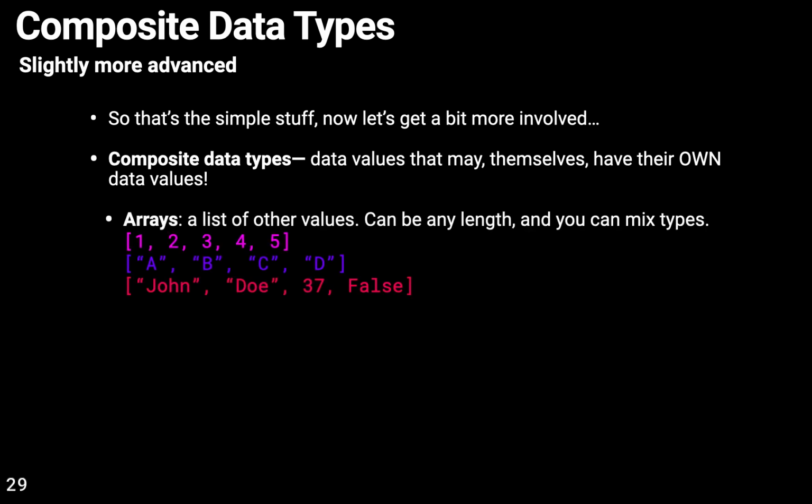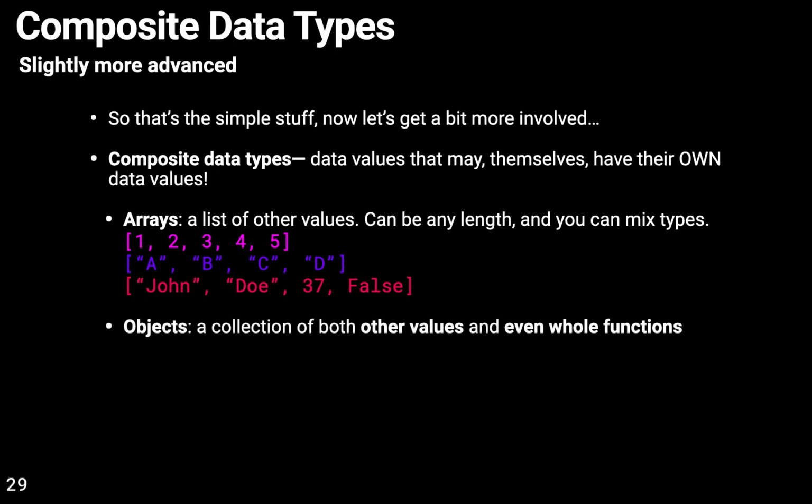So it's a list of other data values, and it can be any length, and you can mix and match types, whatever. It's very loosey-goosey in JavaScript. Here's an array of the numbers 1 through 5. Here's an array of the letters A, B, C, and D as strings. Here's an array with John the string, Doe the string, 37 the number, and false the Boolean, right? You can put whatever kind of stuff you want to inside of an array.